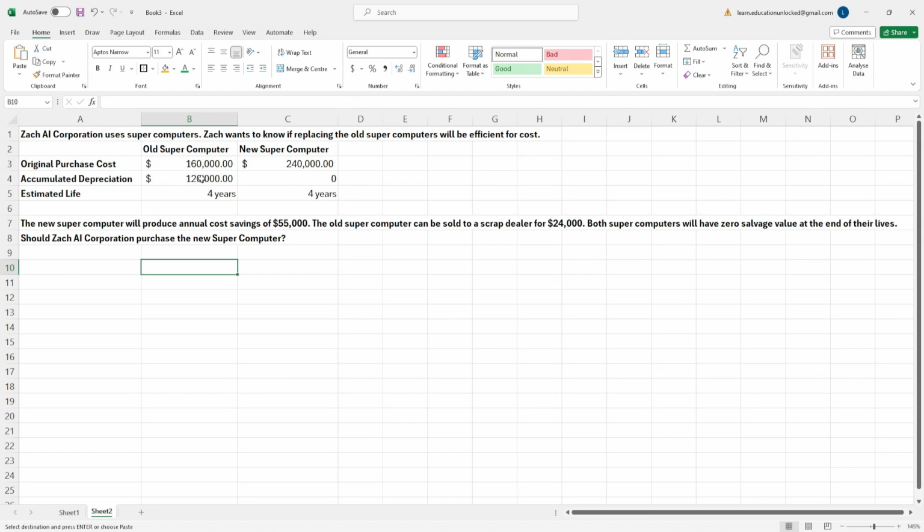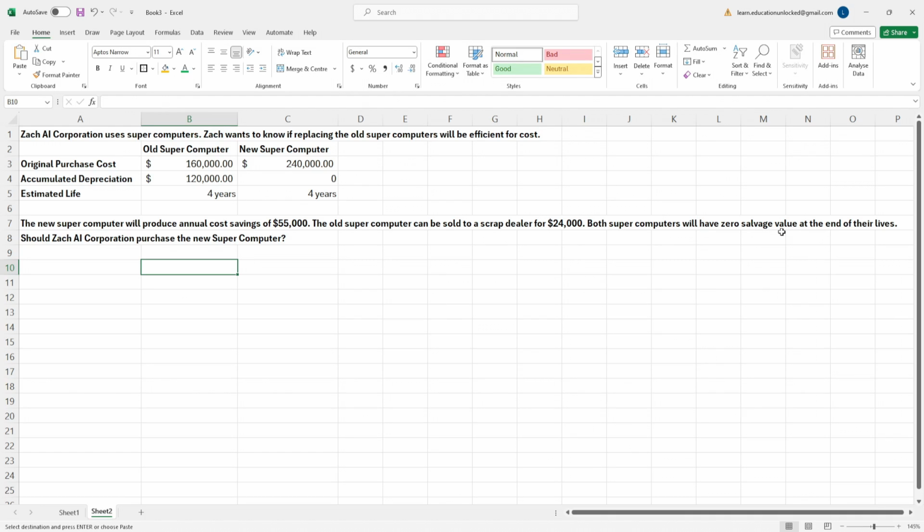Accumulated depreciation is 120 for the old supercomputer, and the estimated life is 4 years for both. The new supercomputer will produce annual cost savings of 55,000. The old supercomputer can be sold to a scrap dealer for 24,000. Both supercomputers will have zero salvage value at the end of their lives.